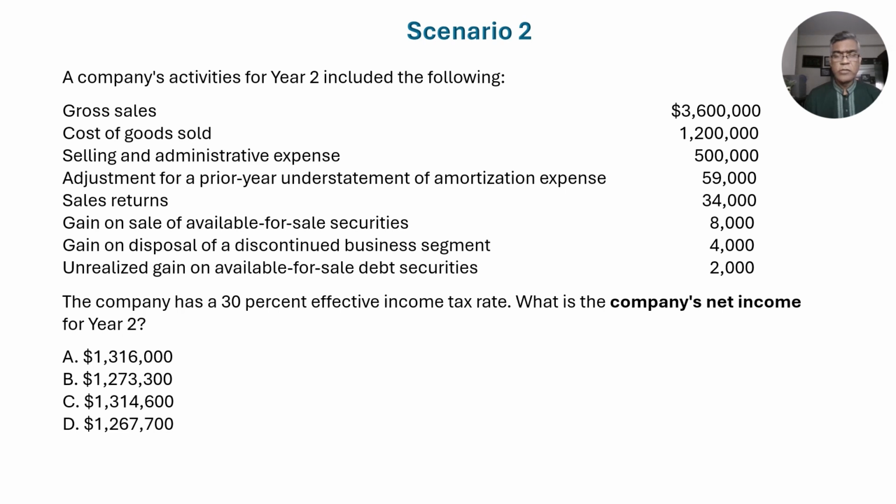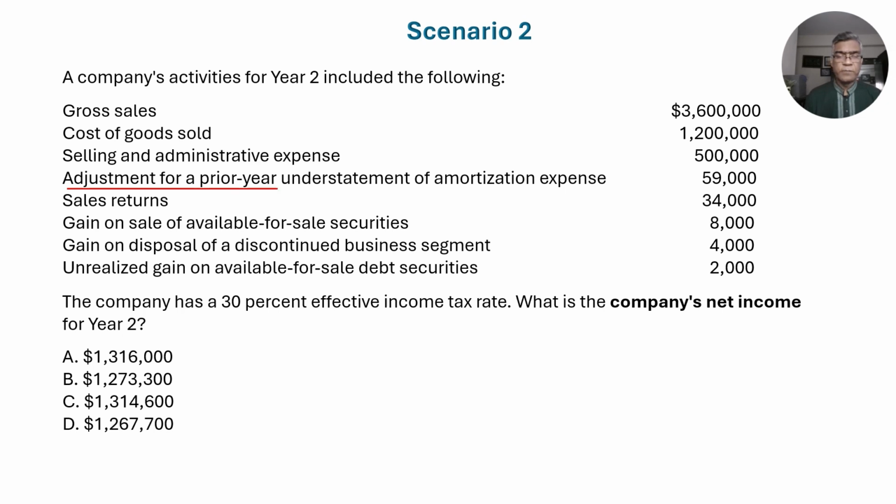So this is the call of the question. What is the company's net income for year 2? So we need to calculate the company's net income. There are four options. Option A, 1,316,000. Option B, 1,273,300. Option C, 1,314,600. Option D, 1,267,700. So let's analyze the question.